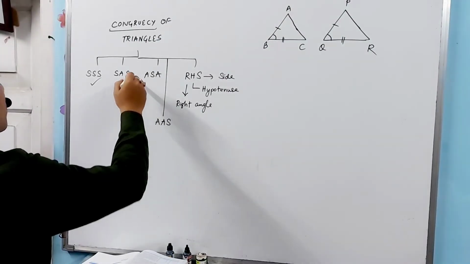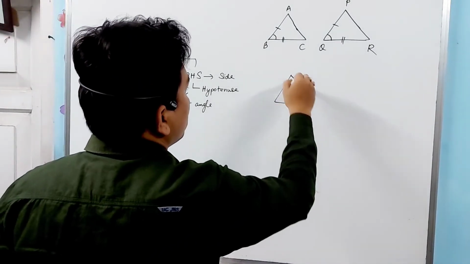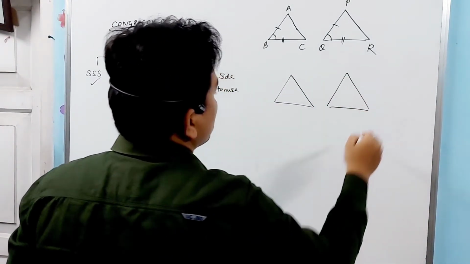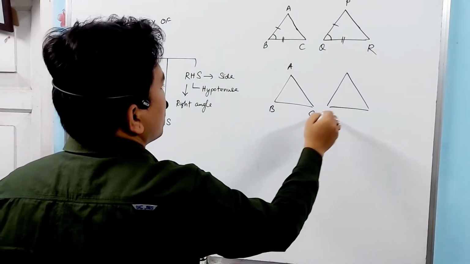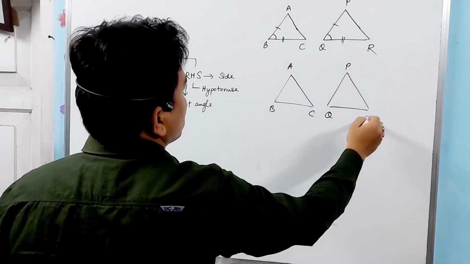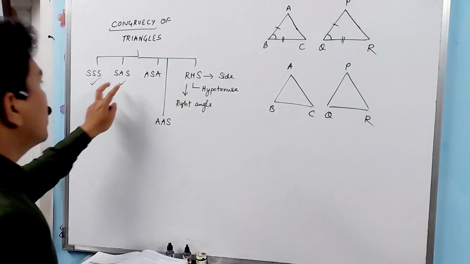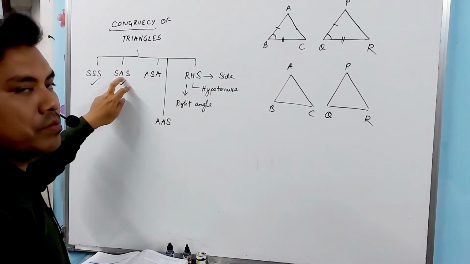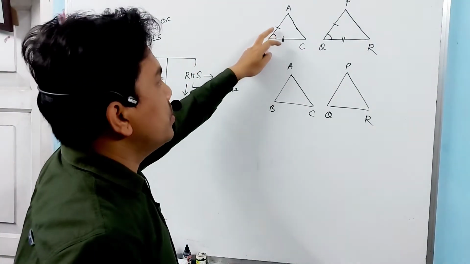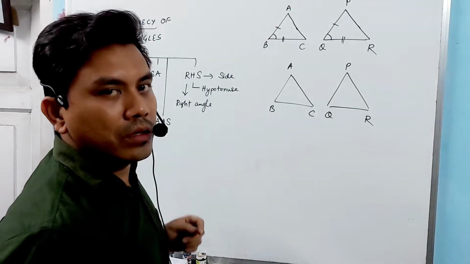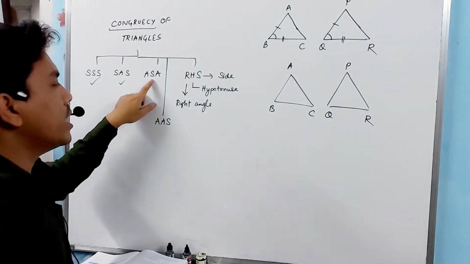So it's very simple. In case of angle side angle also, let us consider two triangles, ABC and PQR. Now, in case of side angle side, the angle was between the two sides. We have taken the angle which is contained between the two sides. Here also we have the side between the angles.